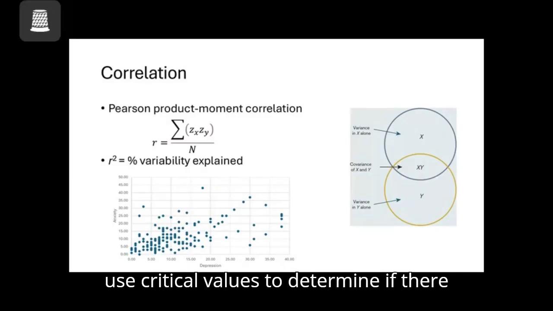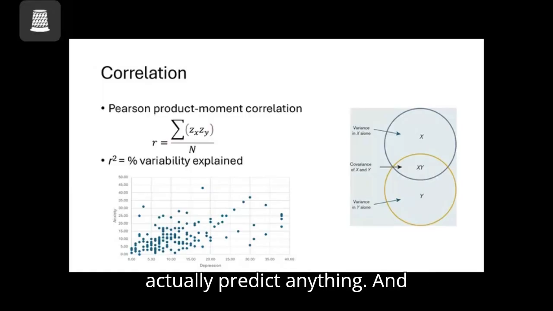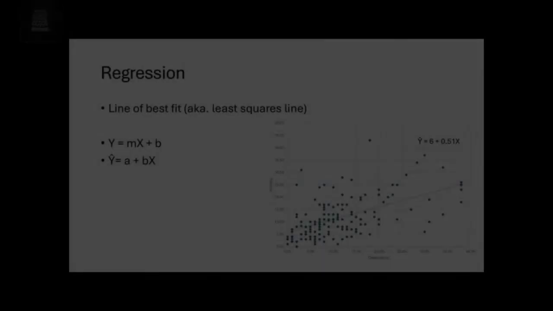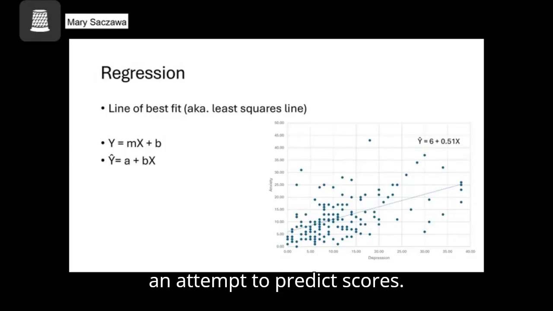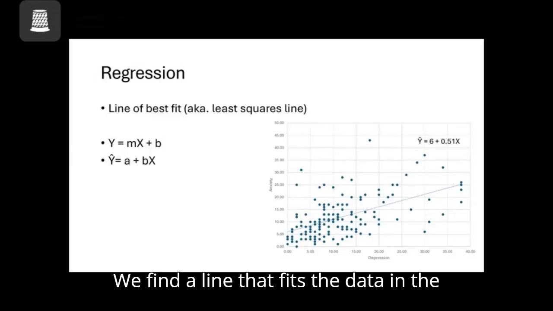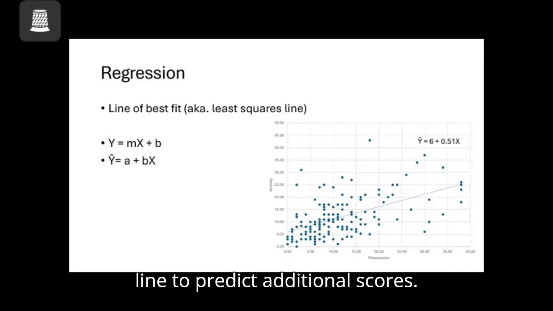We can use critical values to determine if there is a significant amount of covariance compared to the overall variability in scores, but it doesn't allow us to actually predict anything. And that's where we move to regression. Regression analyses are at their heart an attempt to predict scores. We find a line that fits the data in the scatter plot, and then we can use that line to predict additional scores. And correlation, all it does is tell you about two variables, tell you about the data.